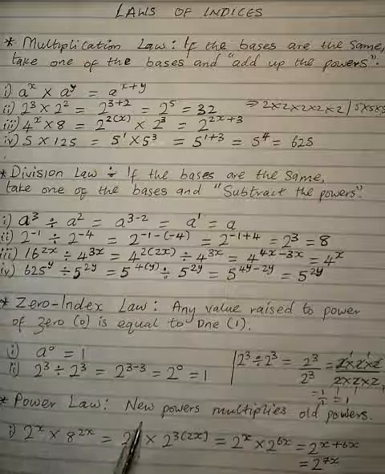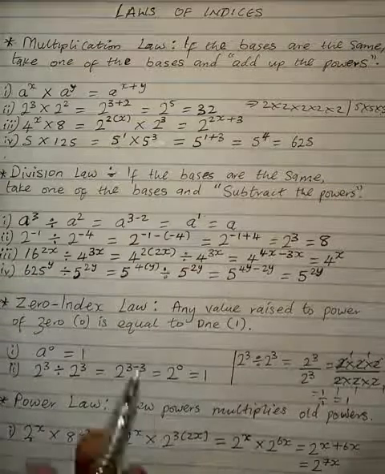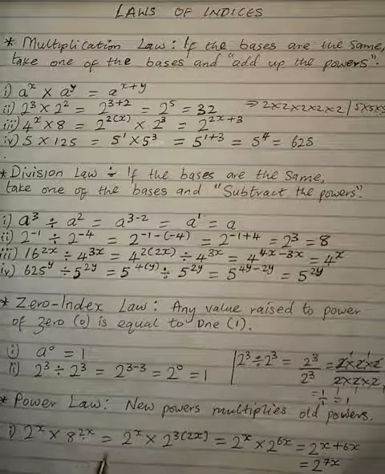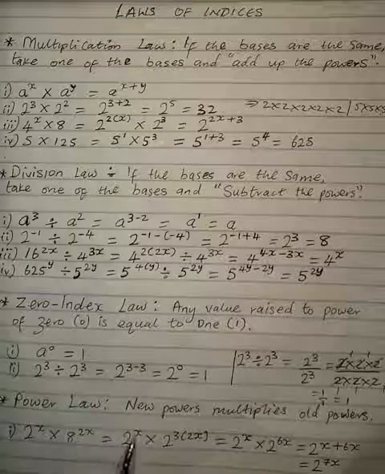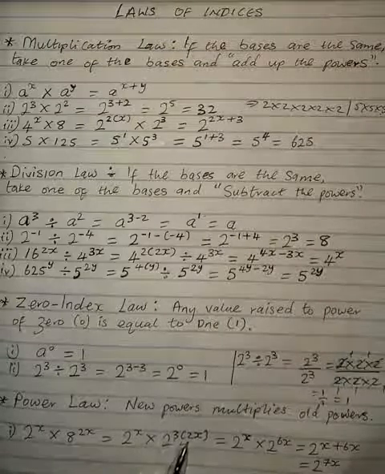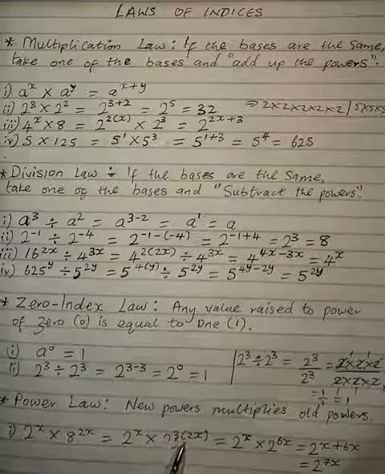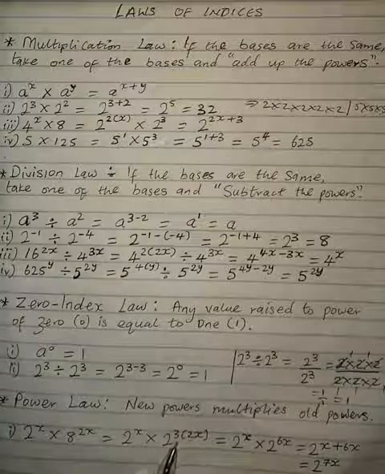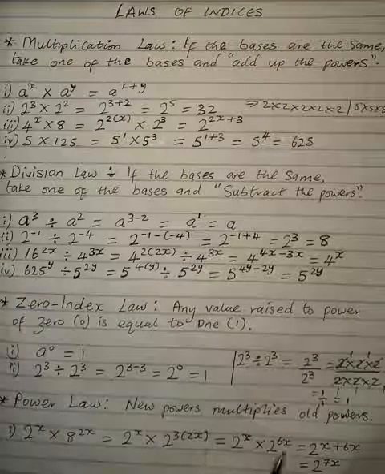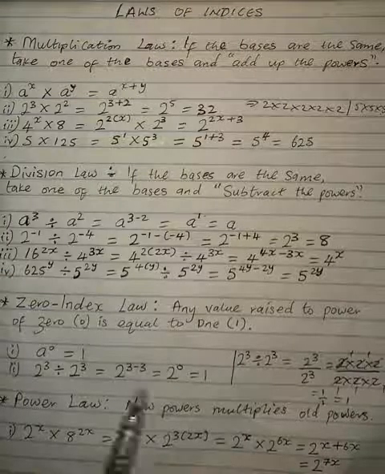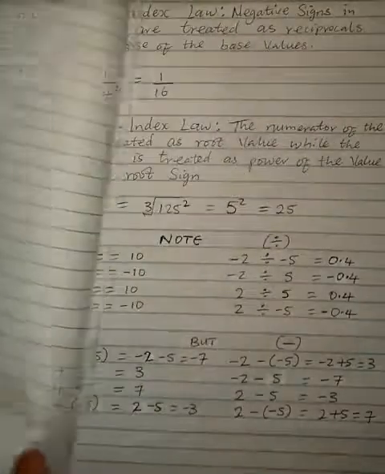Now power law: new powers multiply old power, just like we've been doing here. We have 2 raised to the power x times 8 raised to the power 2x, making the base the same. We have 2 raised to the power x times 8, which is equal to 2 raised to the power 3. Now what's the main power law there is this power, as in the already existing power multiplies the new power, which is 3 times 2x equals to 6x. We take one of the bases and then we work it out, just like we did in the multiplication law. All right.